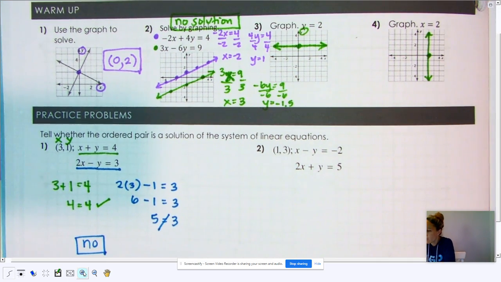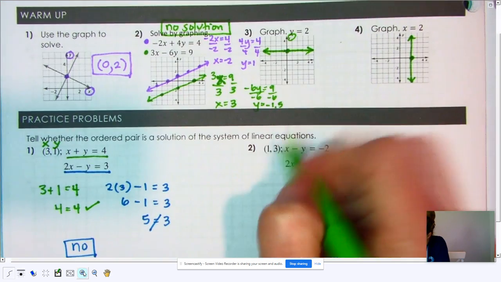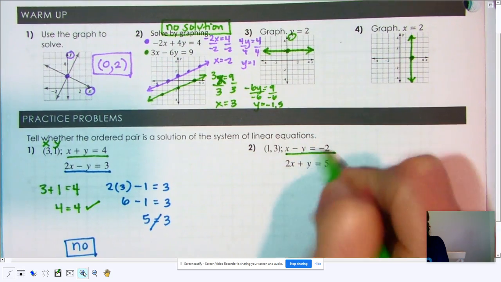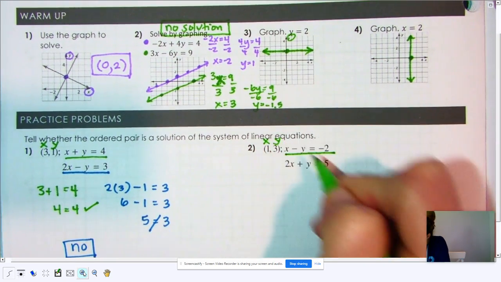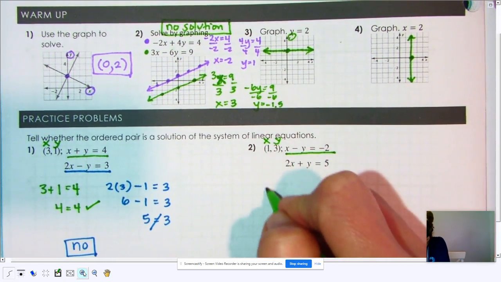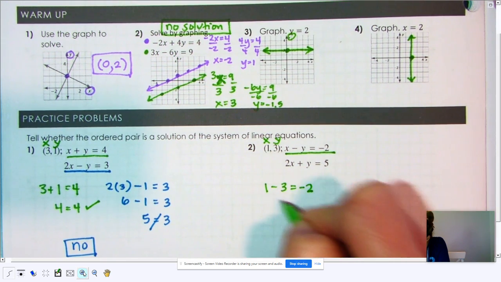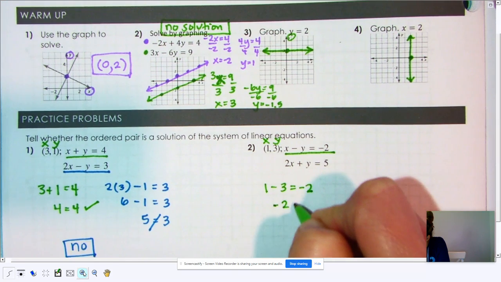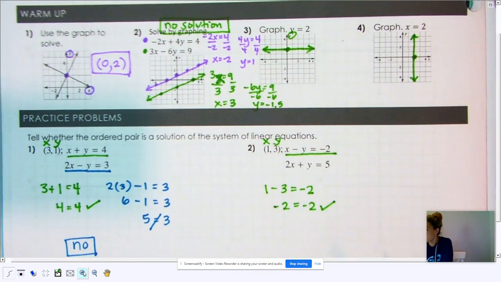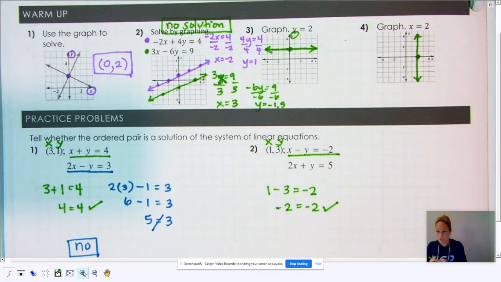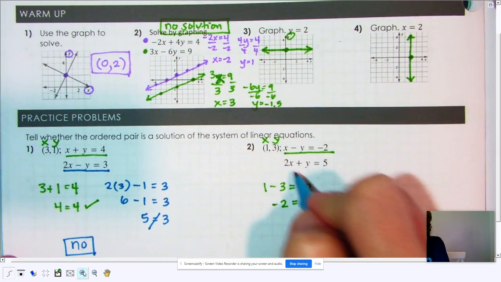Okay, so now I'm going to do the same thing with this problem. Okay, this is x, this is y. I'm going to plug it in. So x is 1, y is 3, and I want to see, does this equal -2? 1 take away 3 is -2, and that does equal -2. All right, so let's work on the second one together.